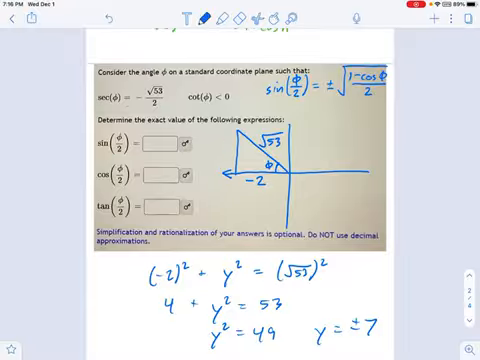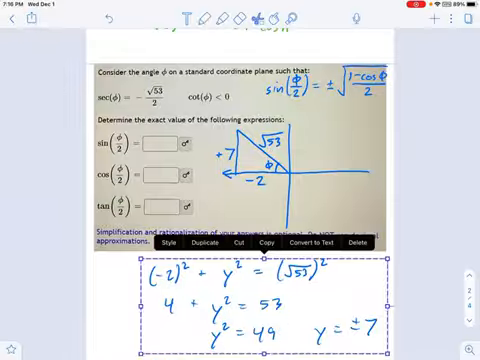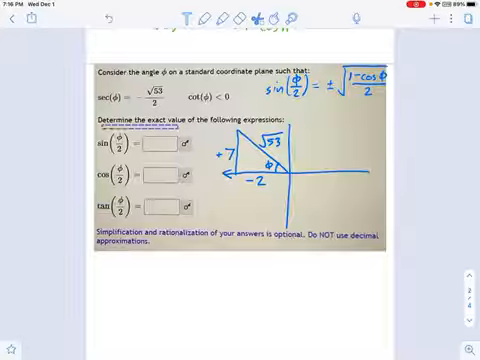So which one makes sense? I'm going to put 7 on here and just remind you that we're going up. So I know that has to be a positive 7. Okay, so we've got our triangle drawn, and now we can go ahead and figure out everything else we need in this section right here.